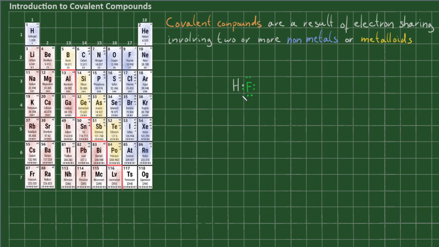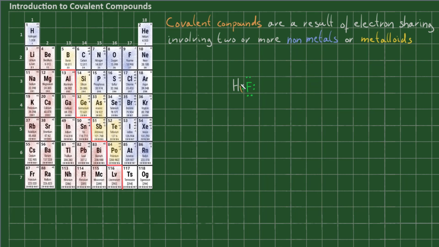Recall that all atoms gain stability by having the electron configuration of a noble gas. From the point of view of hydrogen, it has a pair of valence electrons, just like helium. From the point of view of fluorine, it has 4 pairs of valence electrons, just like neon. So the sharing of electrons allows both atoms to achieve a stable electron configuration.